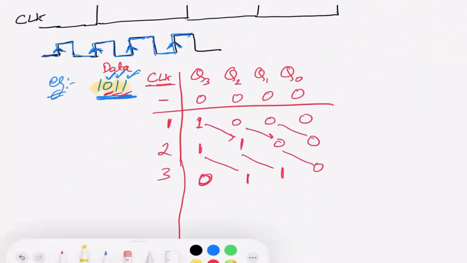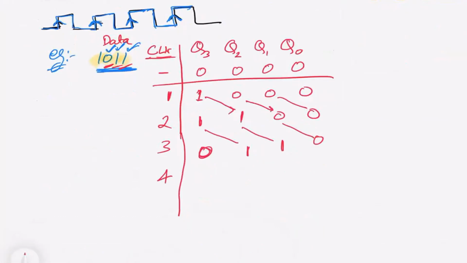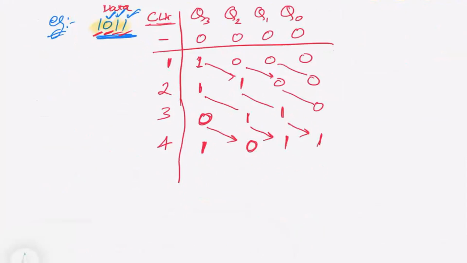So let's see what will happen if I apply the fourth clock pulse. After applying the fourth clock pulse, this one gets shifted to the Q0 location. This one will get shifted to the Q1 location. This 0 will get shifted to the Q2 location. And my last bit, which is 1, will get stored at the Q3 location. So after this, we can say that we have successfully stored our data, which is 1011.